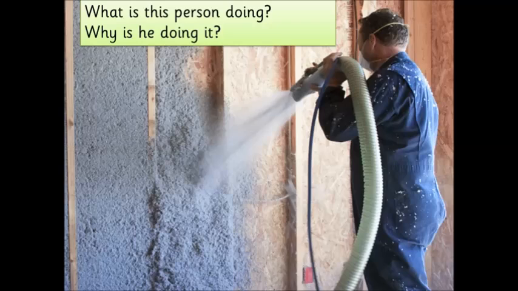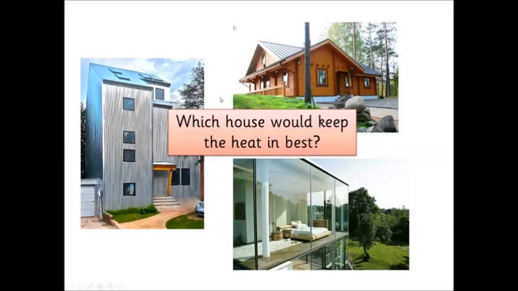Okay, so just to apply our knowledge, we need to link it to the real world. What's this person doing? Why are they doing it? You may have had this done in your house. This is when you have cavity wall insulation, or the insulation between walls, and we're going to think about why you might do this. Or you could have a question here. You've got a wooden house or some kind of a metal house or a glass house. Which would keep the heat in the best? Would it be the wood or the metal or the glass? And this is going to link to our ideas of conduction.